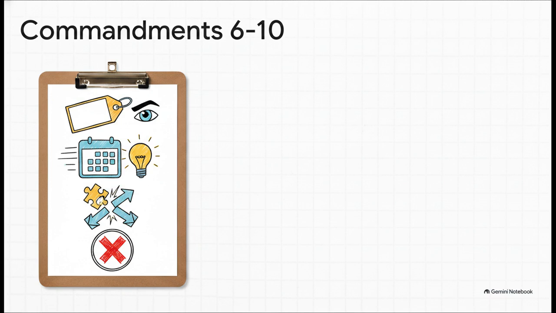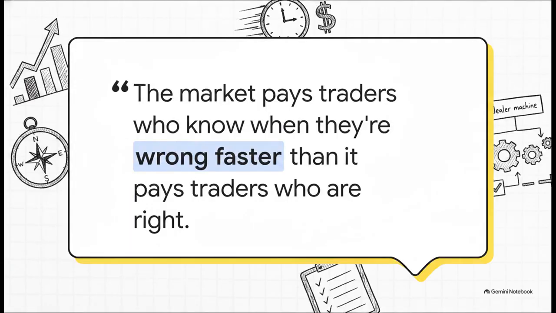And 10. Decide your invalidation before entry. Never, ever, try to figure out where you were wrong during a drawdown. I want to conclude this explainer with one absolute non-negotiable truth. The market pays traders who know when they're wrong faster than it pays traders who are right.